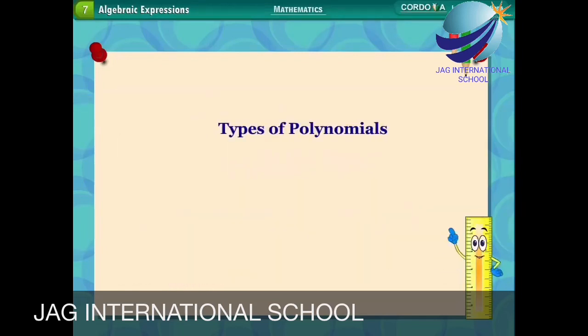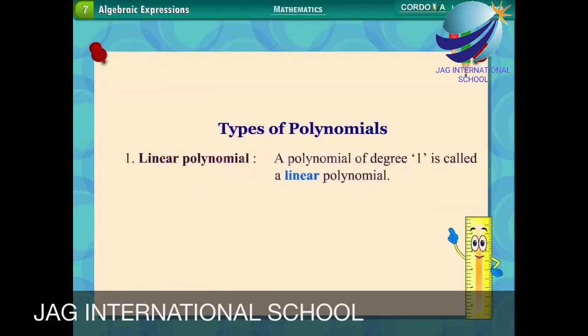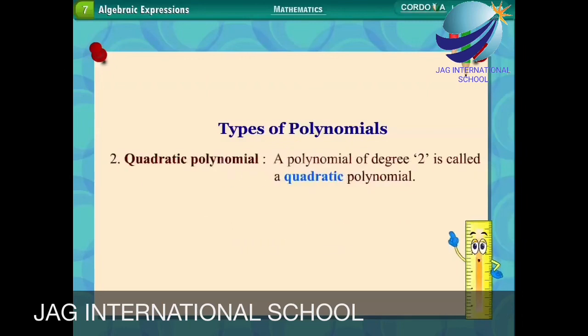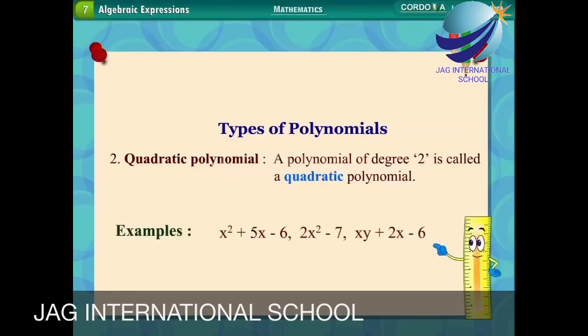Types of polynomials. Linear polynomial. A polynomial of degree 1 is called a linear polynomial. Examples: 2x plus 3, minus 5x, 3 upon 2y plus 7. Quadratic polynomial. A polynomial of degree 2 is called a quadratic polynomial. Examples: x squared plus 5x minus 6, 2x squared minus 7, xy plus 2x minus 6.